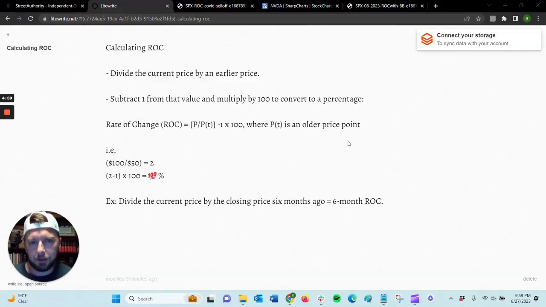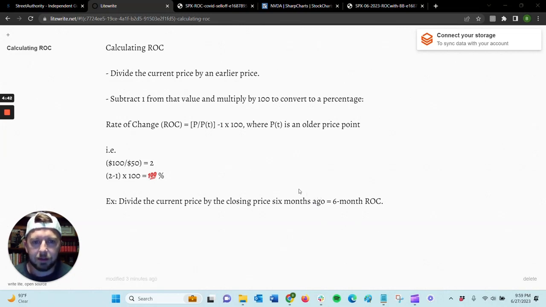Alright, so here's the deal. The rate of change indicator is what's called a momentum oscillator, and it shows a percentage change in a price over a specific time frame. It's pretty straightforward to calculate. You just take the current price and divide it by an earlier price. Then you just convert it into a percentage.